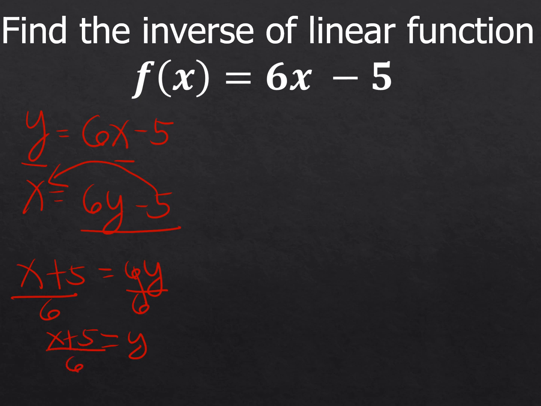Now, the last step is we're going to change y into its inverse. So it will become f raised to negative 1 of x is equal to x plus 5 over 6. So this is the inverse function of the function f of x equals 6x minus 5.